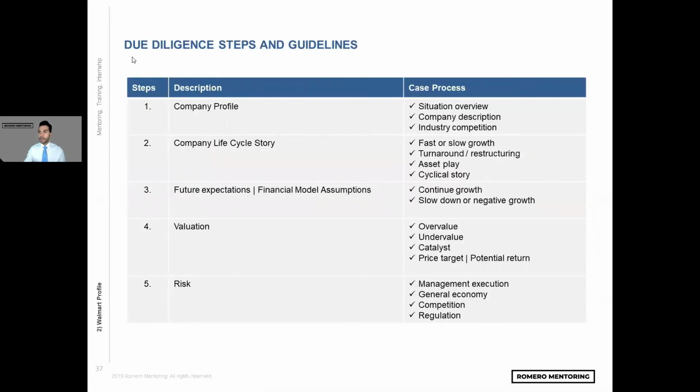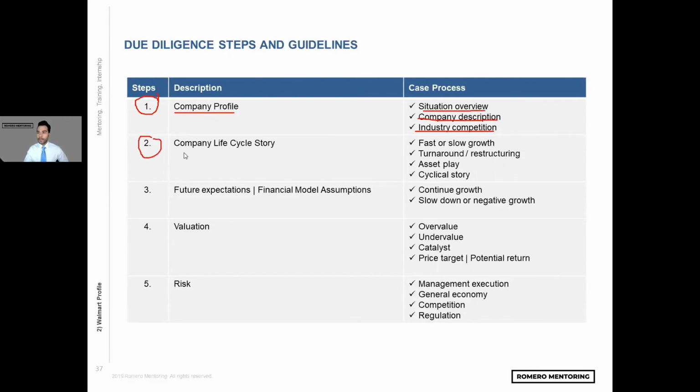So in terms of due diligence steps and guidelines, this is really coming to the conclusion and giving you a step-by-step process on how to perform due diligence. The first one is company profile. What are we doing in the first step? On the first step, you want to understand the situation, the company description, and industry competition.